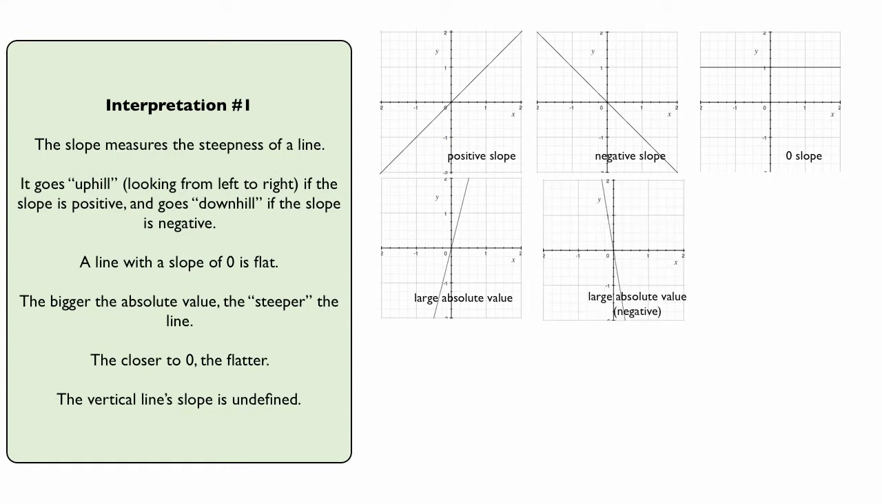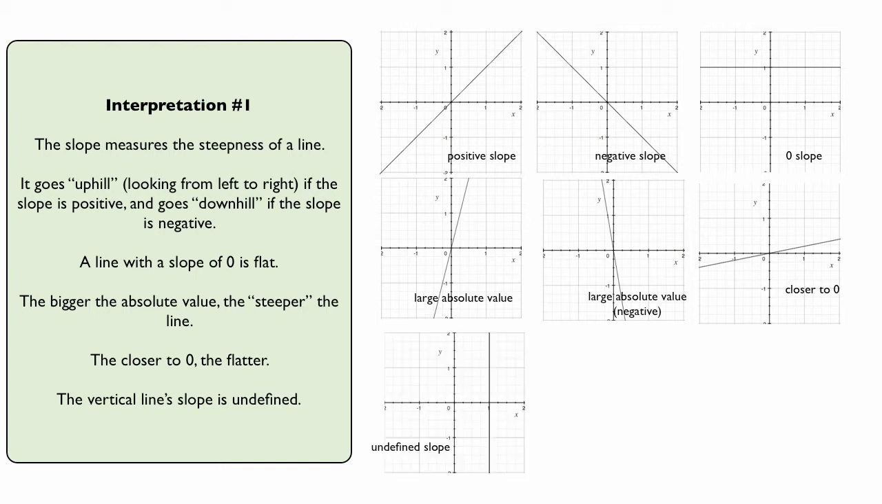So if it's a negative with a high absolute value, let's say like negative 5 or negative 10, negative 100, it's going to be pretty steep. But if it's flat, then that line is going to have a slope that's closer to 0. And if it's a completely vertical line, then it's going to have an undefined slope. So these are all the possibilities for the slope.